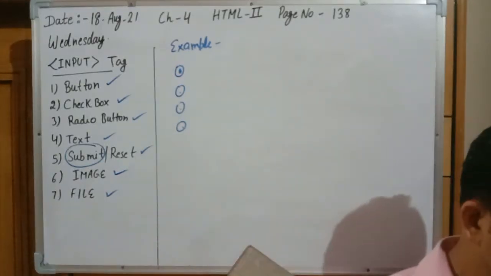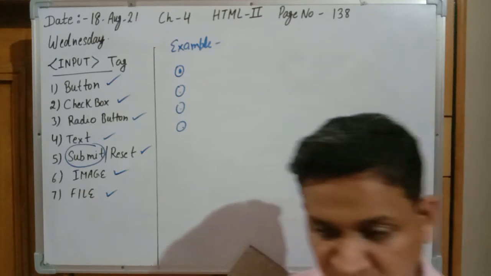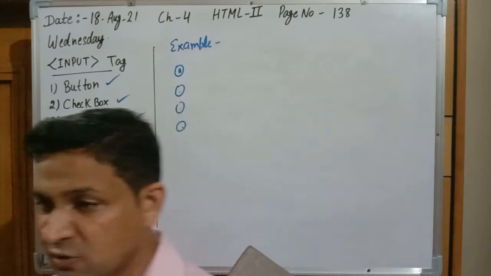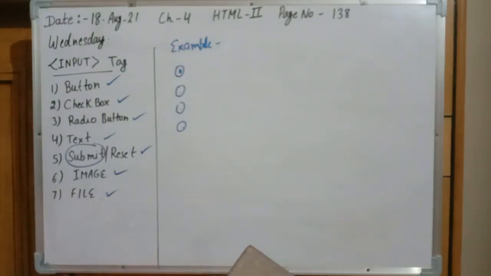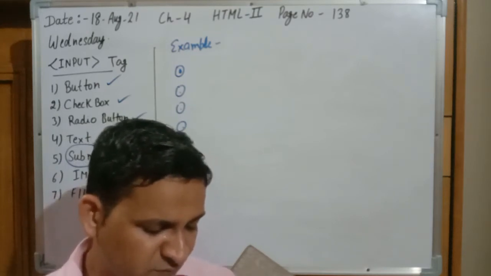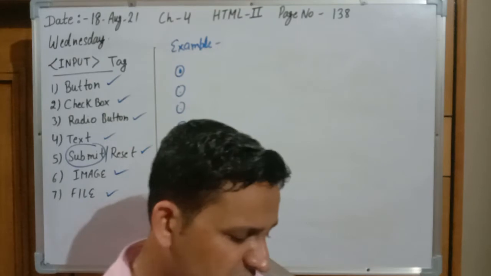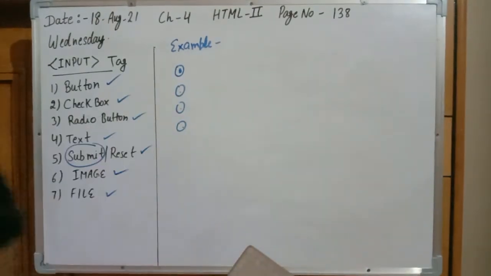One heading is there, 3 radio buttons are prepared and the values are given, and a submit button is there. If anybody asks you how many attributes are used for the input type radio tag, we have used type and name. 2 attributes for the radio button and 2 attributes for the submit button. The attributes of the radio button are type and name. The attributes of the submit button are type and value.